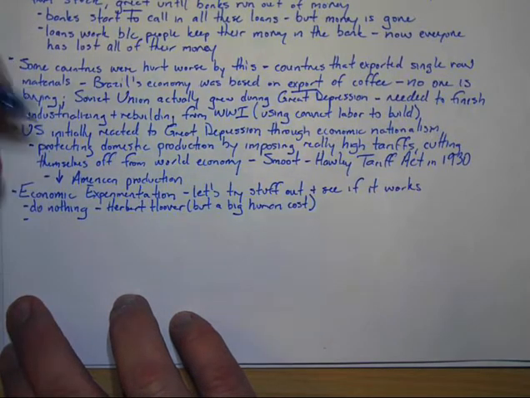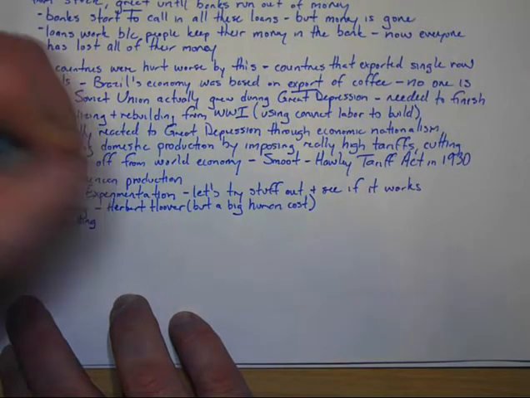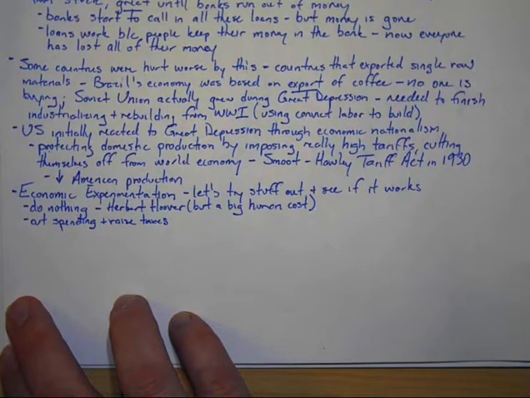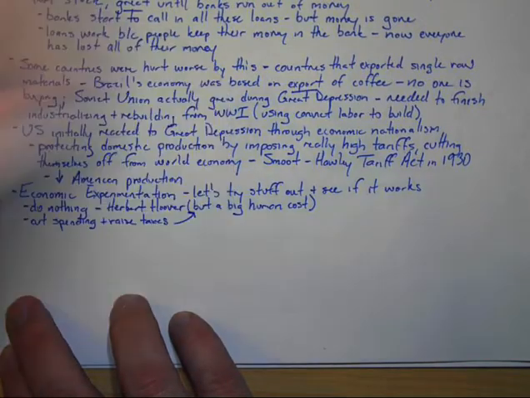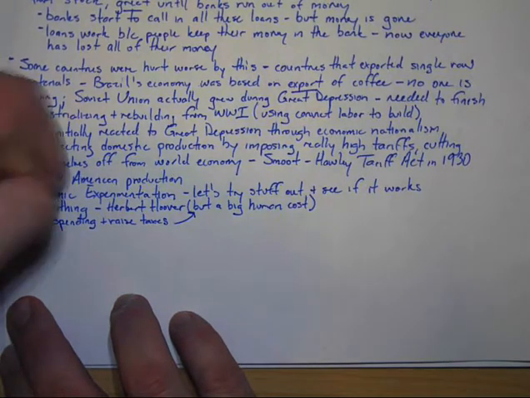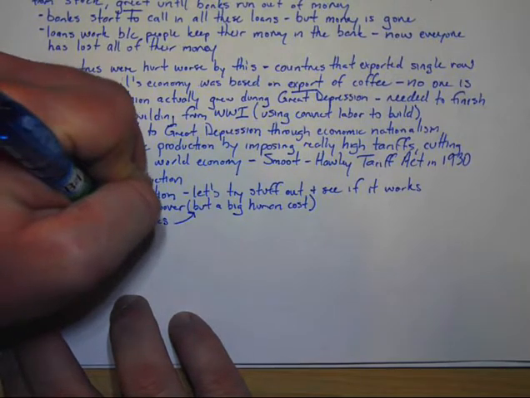You could try to cut spending and raise taxes, but again, nobody has any money, and there's a big human cost to that, because if you cut spending, people are hungry and there's no work. So the government kind of has to step in and help people with food, at least. So there are some new ideas, because the old ideas didn't work.